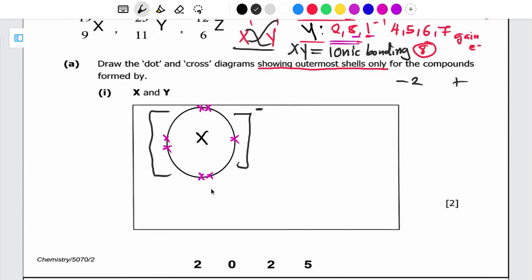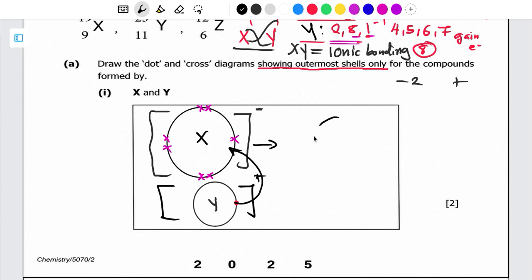Let me just draw y here. So this is y. For y, I'm going to use dots now. It's just one dot because it has one electron in the outermost shell. Since it is losing one electron, I'm going to put a positive here. Then this one is going to go there. Then here we are going to have 8 electrons now.